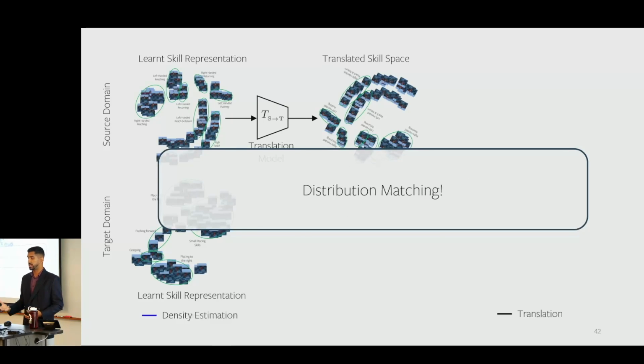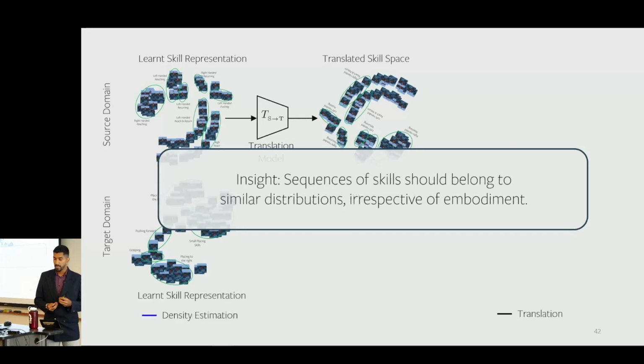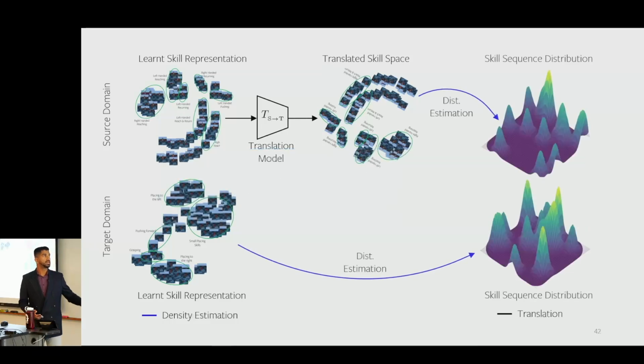So we run with this idea and instantiate our version of distribution matching as sequences of skills that each agent executes should belong to similar distributions, irrespective of the embodiment of that agent. The idea being, whether I have a human or a robot try to make me a cup of coffee, they're both broadly going to follow this sequence of opening up a cupboard, reaching for a cup, grabbing the cup, and so forth. And we operationalize this insight by first estimating the distributions of sequences of skills in the source and target domain, and then coming up with an objective that tries to match these distributions.